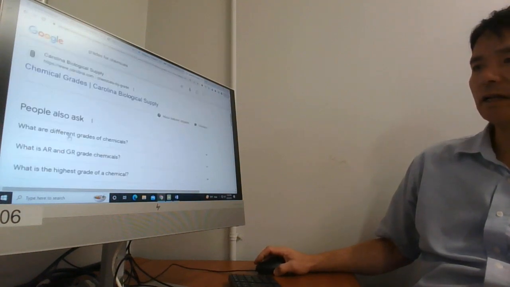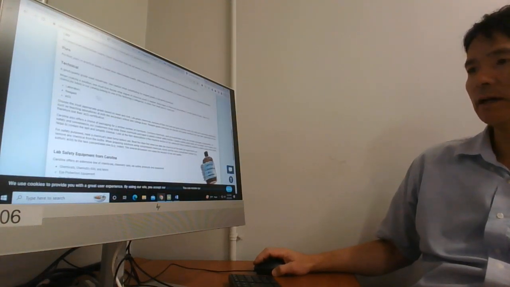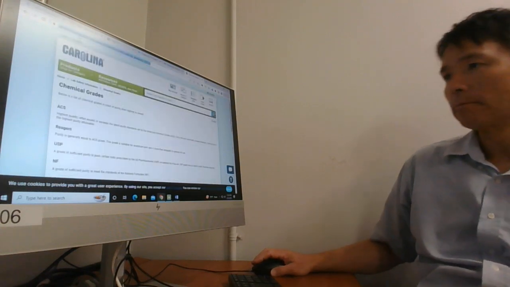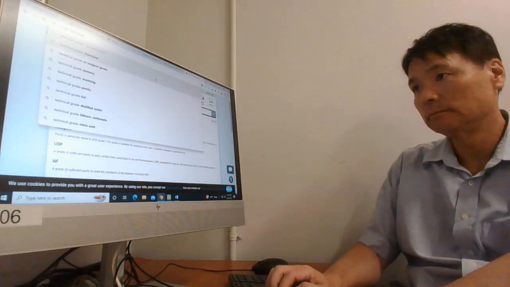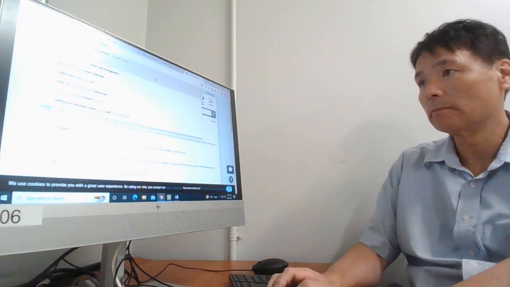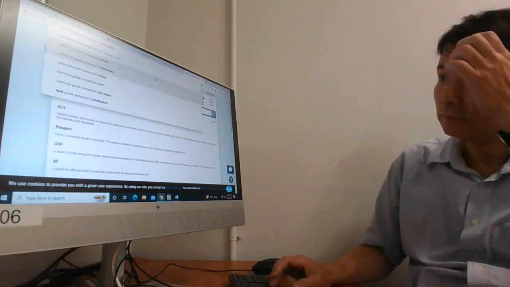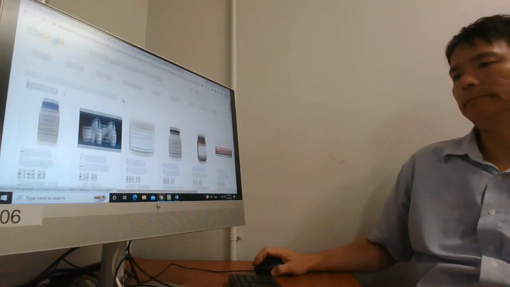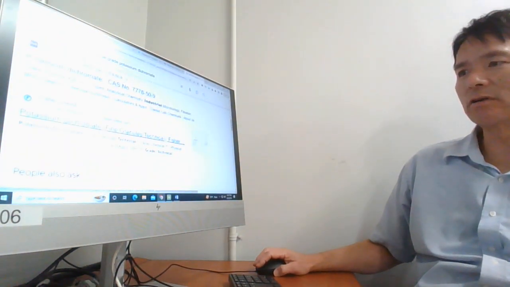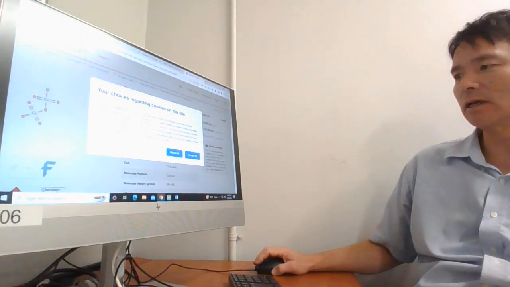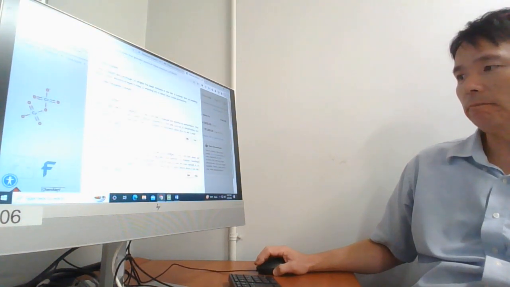So let's look at technical grade. We'll go to Carolina. Carolina Biological Supply is another one. And so we'll take a look at technical grade. That chromate. Usually when you buy a chemical, they give you a spec sheet, and the spec sheet is the characterization. So they actually analyze it and tell you what the purity is. Fisher Scientific is another chemical manufacturer.